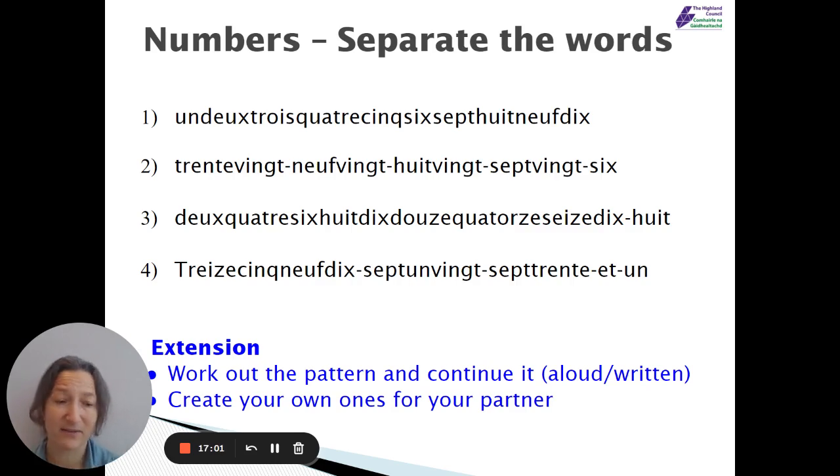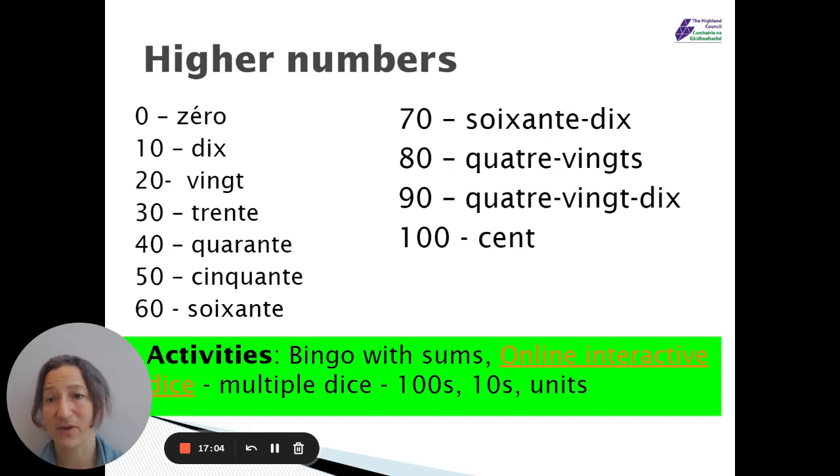So it's a nice wee activity to do with your class. So if we look at higher numbers now, here we go. I'll just go over the pronunciation first of all. 0, 10, 20, 30, 40, 50, 60, 70, 80, 90, and 100.